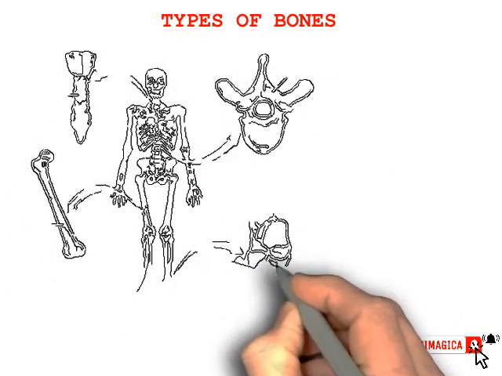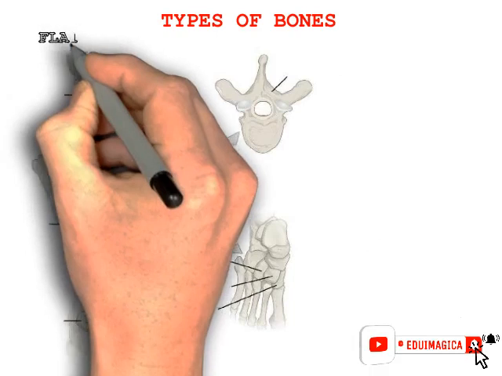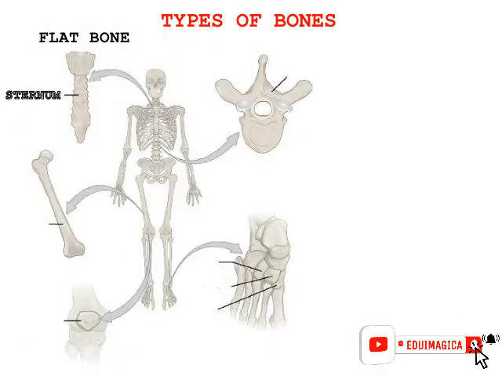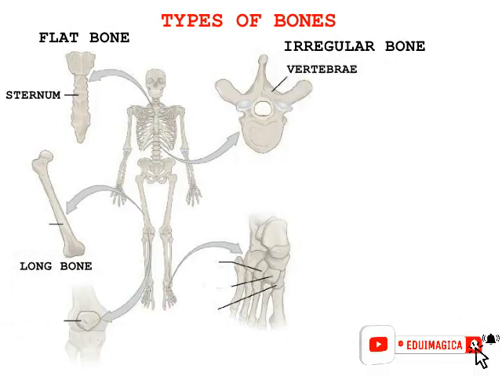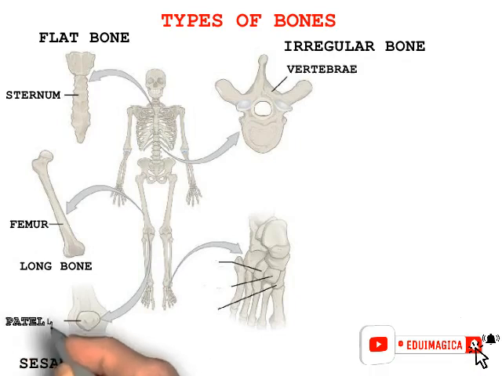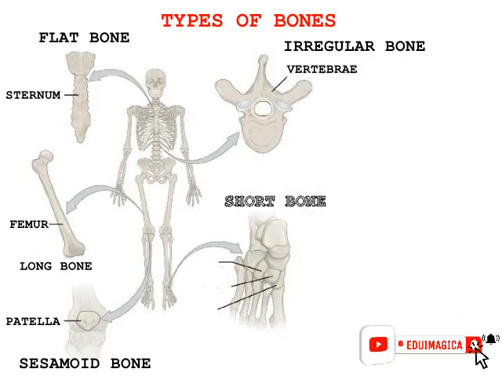Now let's talk about the types of bones. Here we have the flat bone, for example the sternum. We have the irregular bone, for example the vertebrae. We have the long bone, for example the femur. We have the sesamoid bone, for example the patella. And we have the short bones, for example the cuneiform.